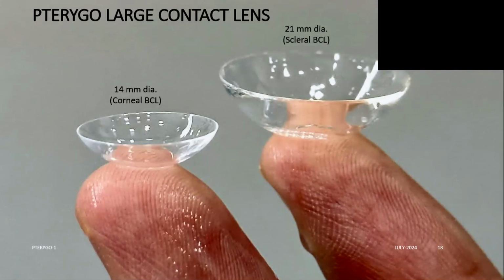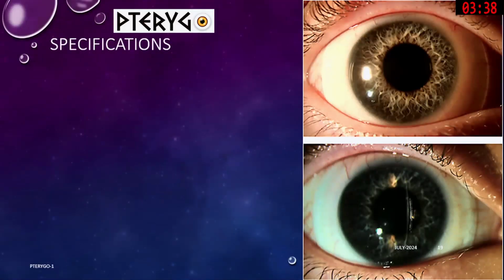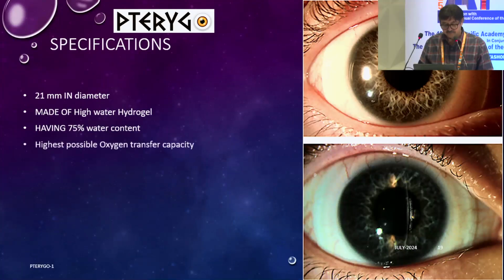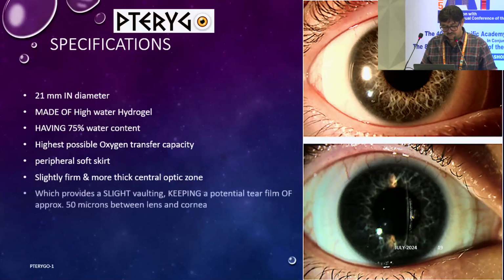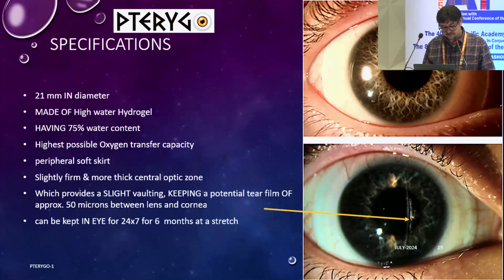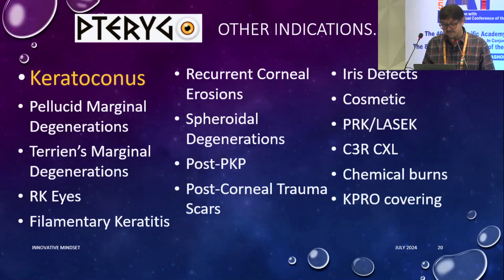Please notice the difference between the corneal bandage lens and the Terrigo, the scleral bandage lens. Let us see the specifications of the Terrigo lens. It is 21 mm in diameter. It is made of high water content hydrogel having 75% water content with the highest possible oxygen transfer capacity. It has a peripheral soft skirt with a slightly firm and thicker central optical zone, which provides a slight vaulting, keeping a potential tear film of approx 50 microns between the lens and the cornea, and it can be kept in the eye 24/7 for 4 months at a stretch without removing the contact. Terrigo lens is also very useful in almost 15 other indications.